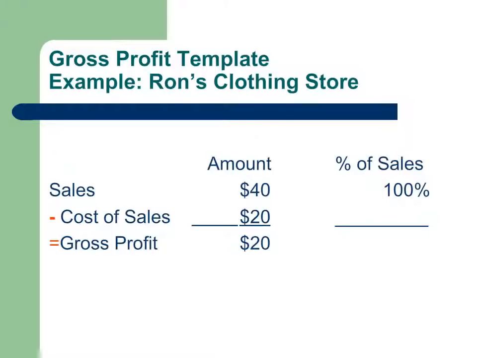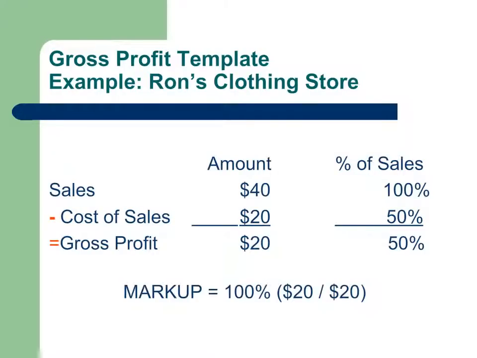$40 is 100% of the sale. 20 divided into 40 is 50%. Ron's gross profit margin is 50%. If the sales are 100% and the gross profit is 50%, then the cost percentage is also 50%. You'll probably recall that Ron was using 100% markup to calculate the price for his clothing. Now we see that 100% markup is equal to 50% gross profit margin.